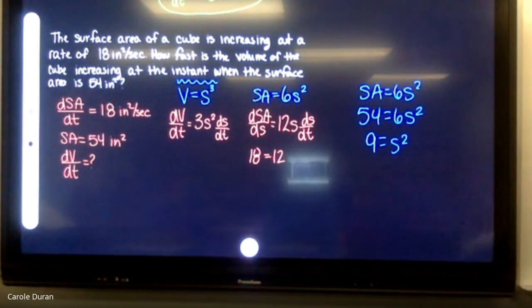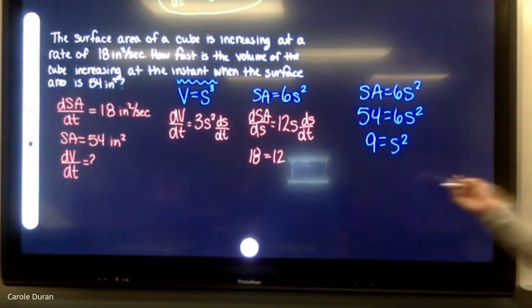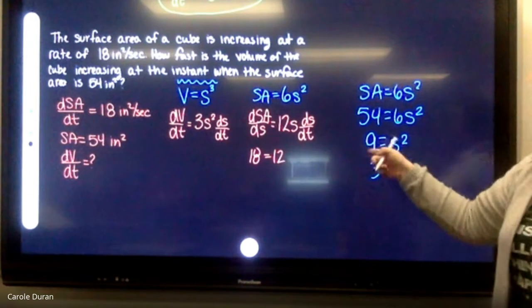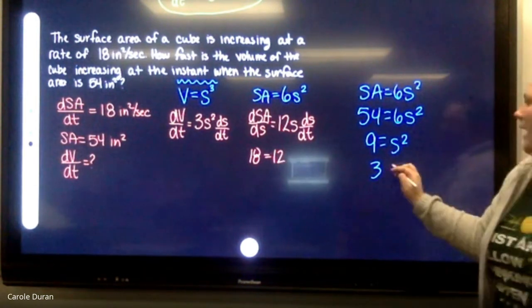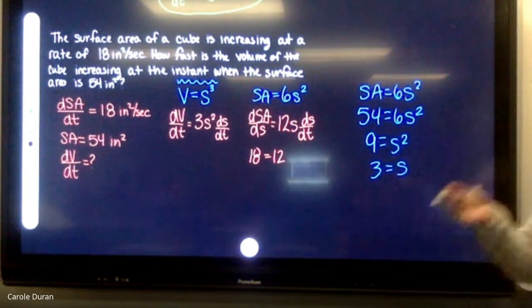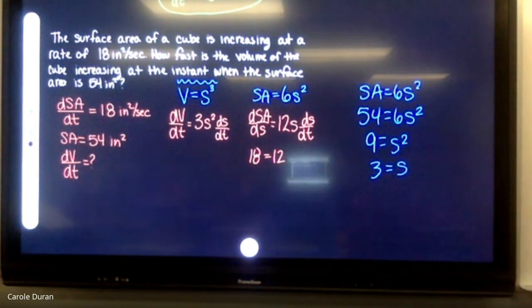Why am I not using -3? Why would it be -3? S is the length of one of my sides. Can I have a negative length? No. Why would it be negative anything? Well, the square root of 9 is not just +3, it's also -3. So make sure you're keeping that in mind and we are eliminating based off of the appropriateness for our problem.